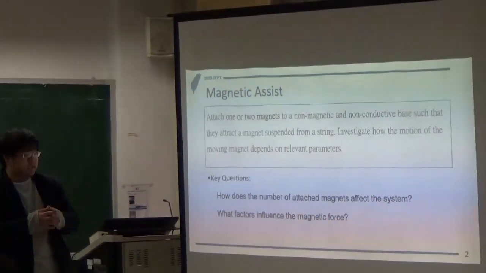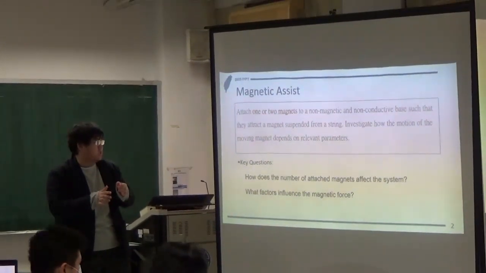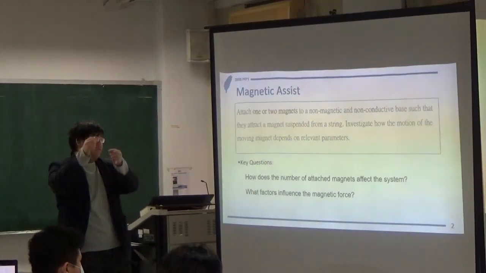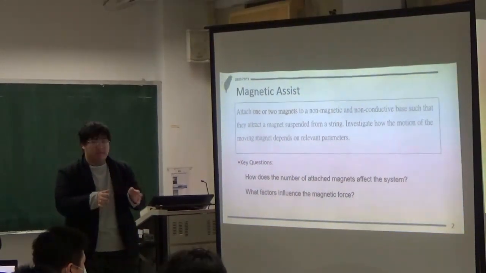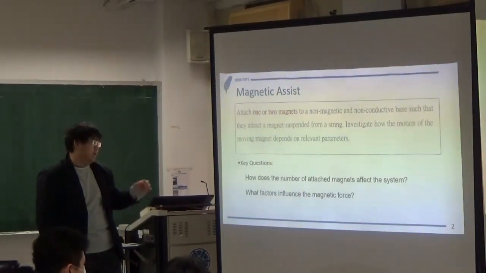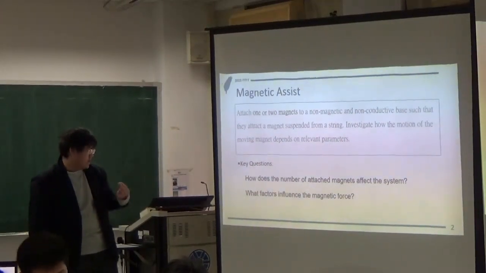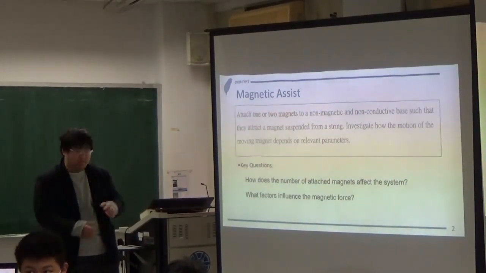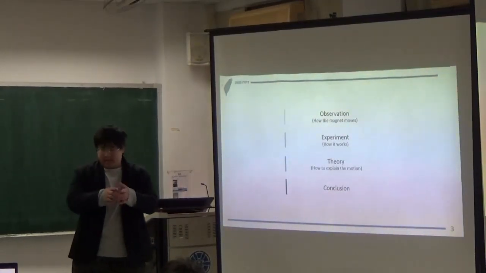The problem statement is: attach one or two magnets to a non-magnetic and non-conductive base such that the strength of the magnetic interaction is changed. Examine how the motion of the moving magnet depends on relevant parameters. Our questions are: 1. How does the number of attached magnets affect the system? And 2. What factors influence the magnetic force, comparing the force between one magnet and two magnets.